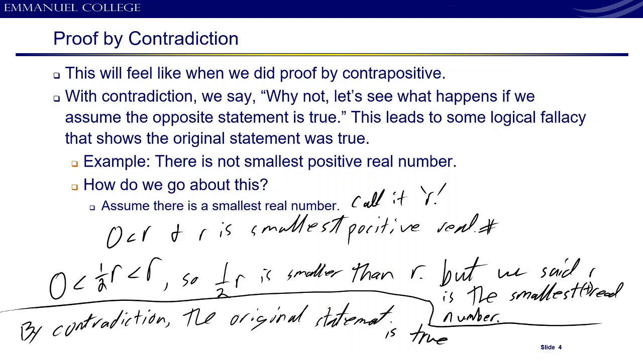So proof by contradiction involves assuming the opposite and then showing that the opposite can't happen. And then kind of like with a partition, if there's only 2 options, either it is or it isn't, and you show it can't be the isn't, or it can't be the is, then the other one has to be true. This one we said there's not a smallest positive real number. Proof by contradiction says assume the opposite. There is a smallest real number.